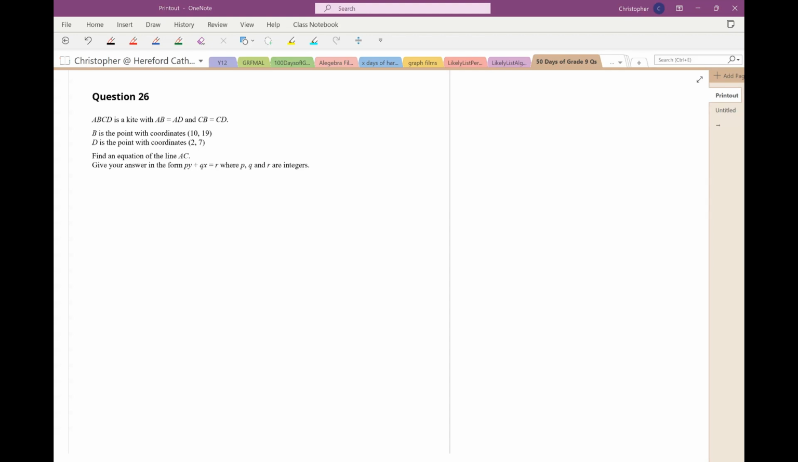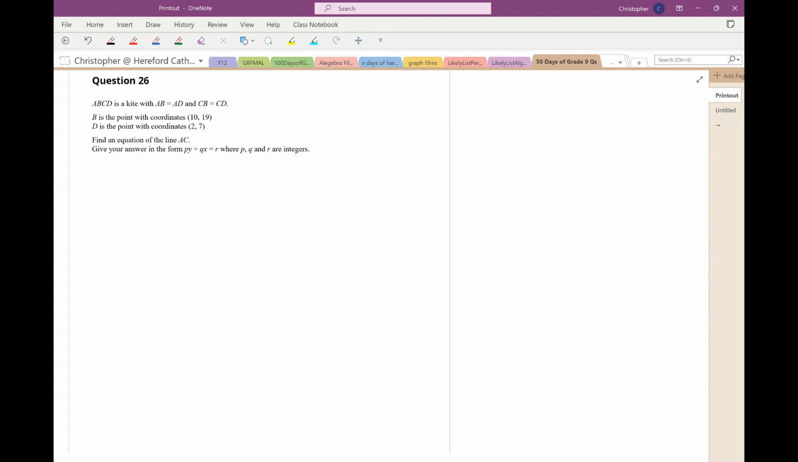Question 26. ABCD is a kite with AB equaling AD and CB equaling CD. Let's draw a sketch. So we've got A here. Let's imagine that that's B, down here, so that can be C, that's D. We know that AB equals AD, and we know that CB equals CD. There we go, there's our kite.